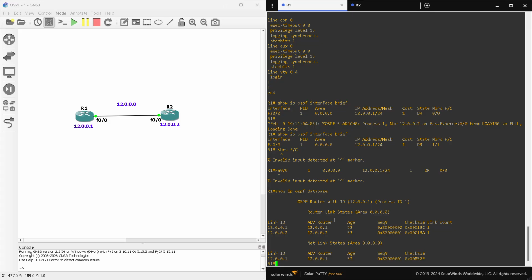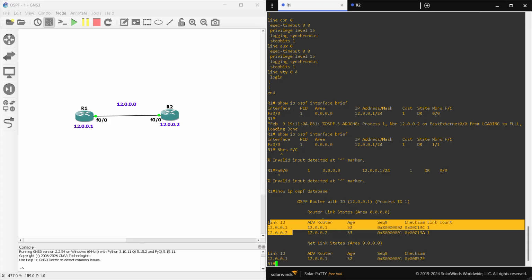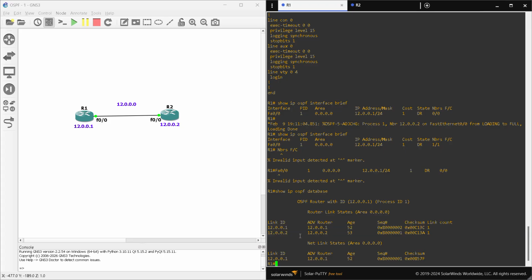Now as you can see, it gives me the information. Now it gives me the information of R2. This is the link ID. This is what it is advertising, age, and so on. And it is generating a different LSA2. We'll see in the further lectures, but for now, let's stick with this. So we have another command also to learn, that is show IP OSPF neighbor.